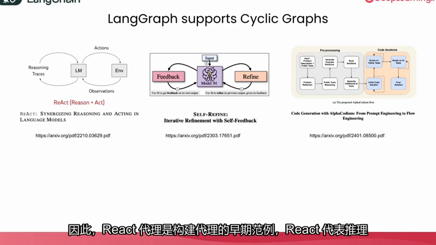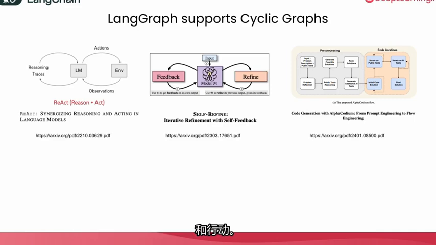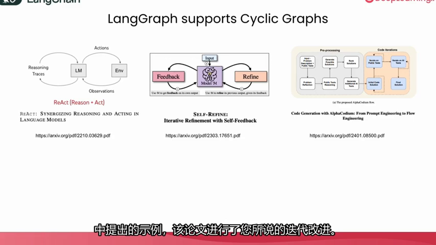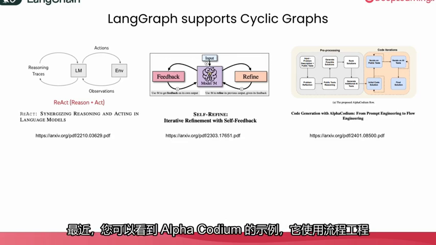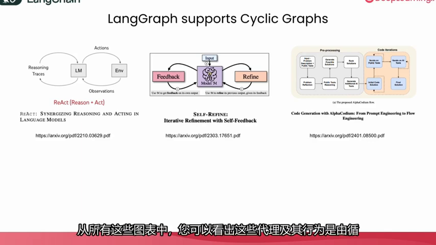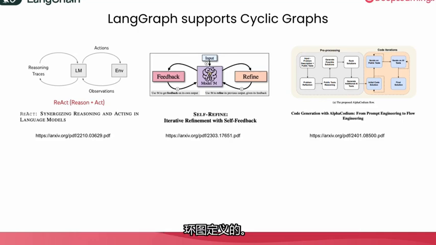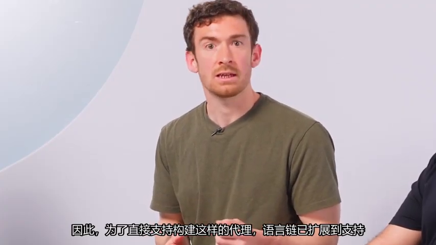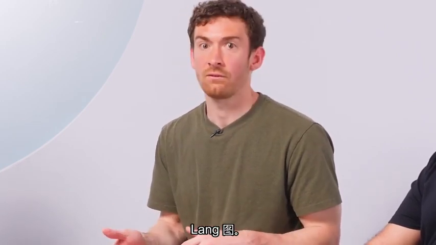React agents was an early paradigm for building agents, and React stands for reasoning and action. Another example that we recently added support for is the example presented in the Self-Refine paper, where it does the iterative refinement that you were talking about. And most recently, you can see the AlphaCodium example, which creates a coding agent using flow engineering. And from all these diagrams, you can see that these agents and their behavior are defined by a cyclical graph. And so to support directly building agents like this, LangChain has extended to support LangGraph.